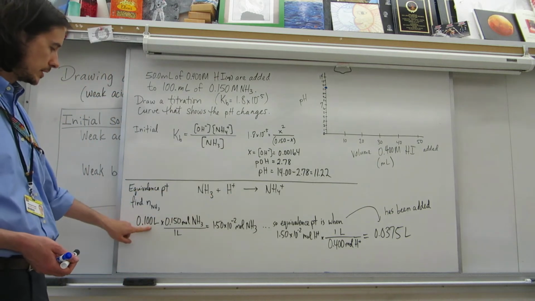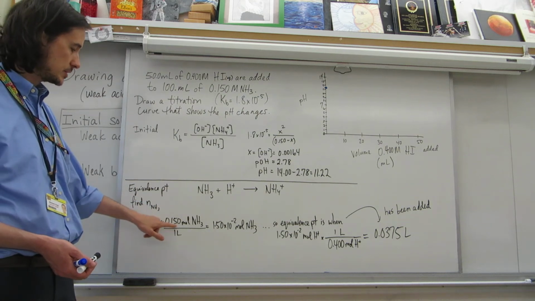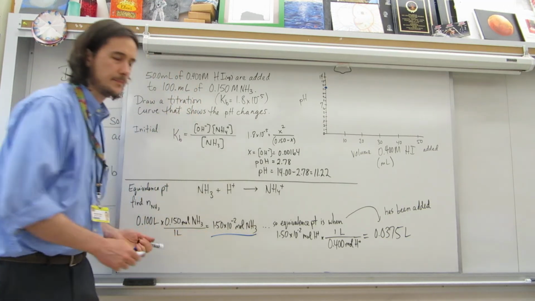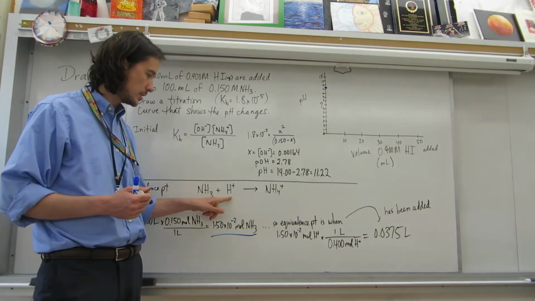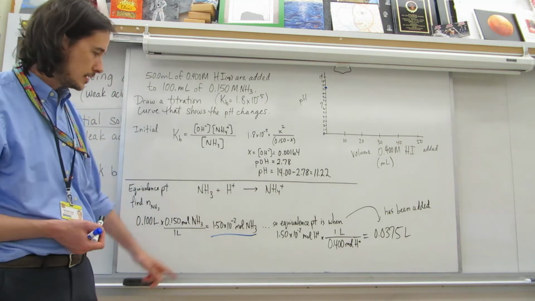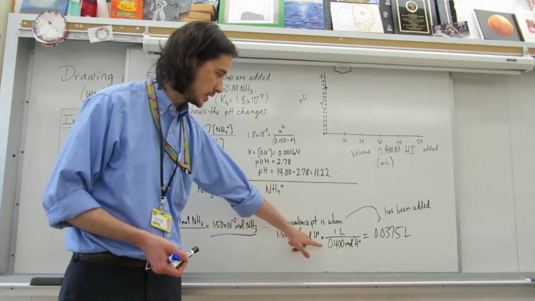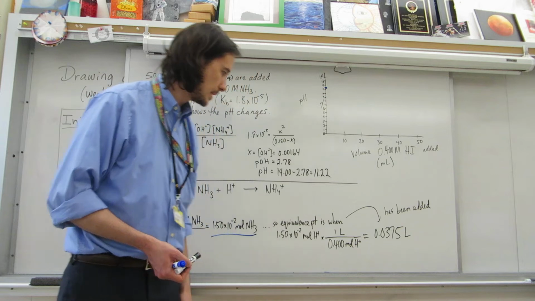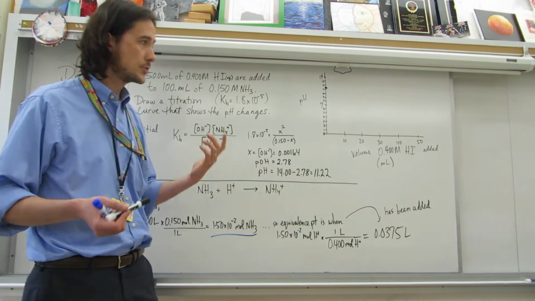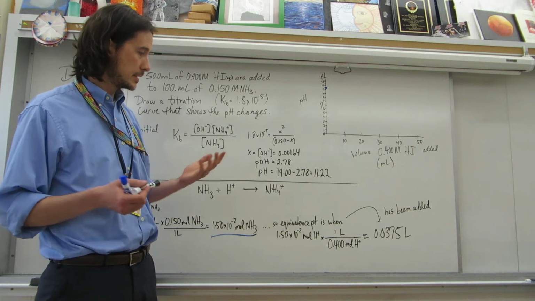So the volume of our weak base was 100 milliliters, so 0.1 liters. And we multiply by the concentration, and we get 1.5 times 10 to the negative second moles of NH3. That's how much hydronium we need to add if we're going to neutralize it. We're going to turn all of the base into its conjugate acid. So we take that number of moles and we use the concentration to figure out a volume. And the equivalence point is going to occur at 0.0375 liters, so 37.5 milliliters for the volume units on this graph.